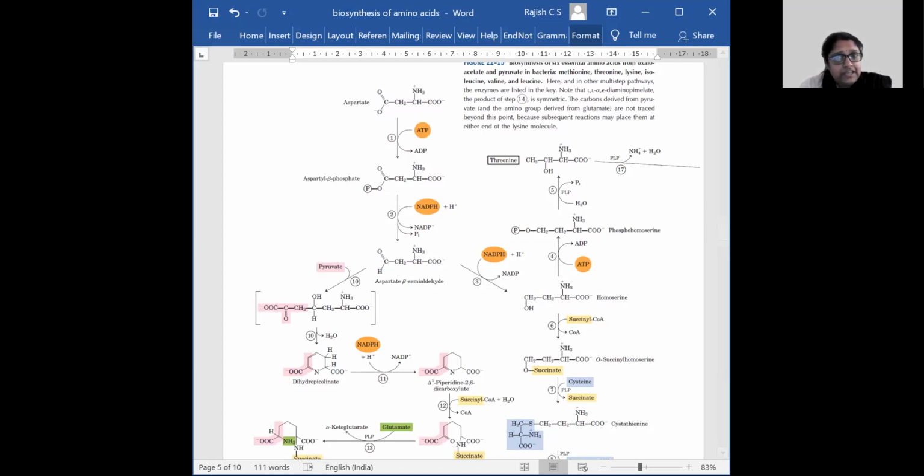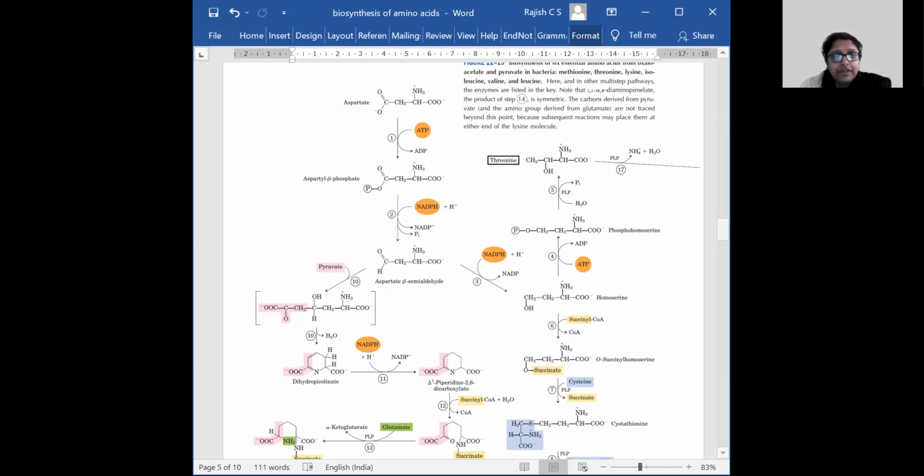And once we have the homoserine, then threonine synthase can add the, no, I'm sorry, homoserine kinase will add a phosphate to homoserine to make it phosphohomoserine. And then threonine synthase, in a reaction where pyridoxal phosphate acts as the cofactor, will add a water and remove the phosphate in order to form threonine.